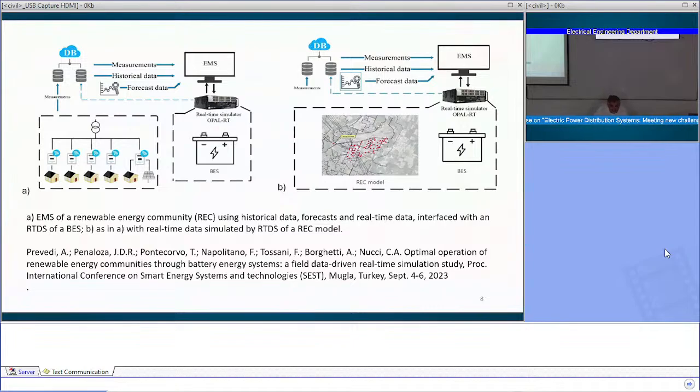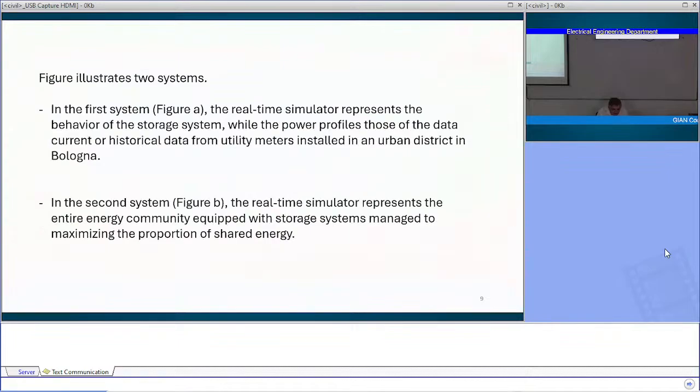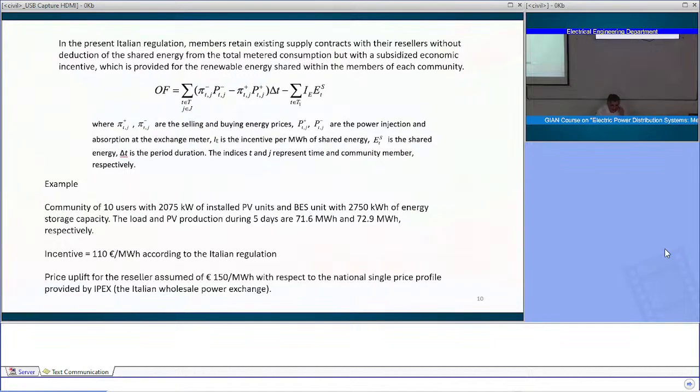The other case is that the real-time simulator also includes the model, the representation, of the community inside. There is also the reference. So these are the two systems that I've already described, and this is the optimization that we have implemented. This was a focus on the current Italian regulation, so it does not include a reduction of the bills, but it includes the incentive.